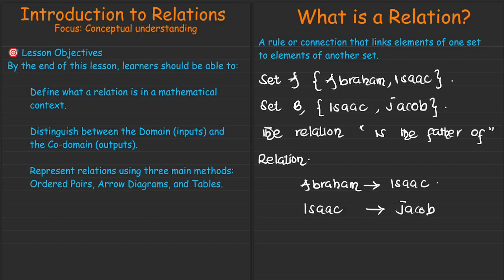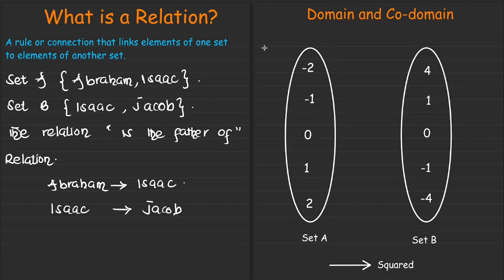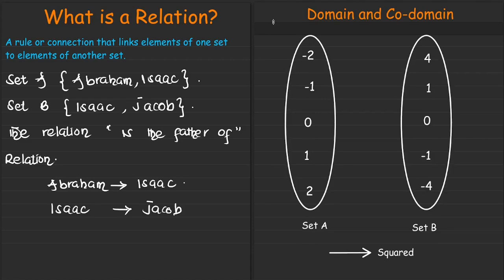Now, for us to understand relation properly, we need to understand some basic terminologies. That is the domain, the codomain, and also the range. To understand these terms properly, I'm going to use this to illustrate. So we have two sets, and we'll call this first set our set A. Then this second set will be our set B.